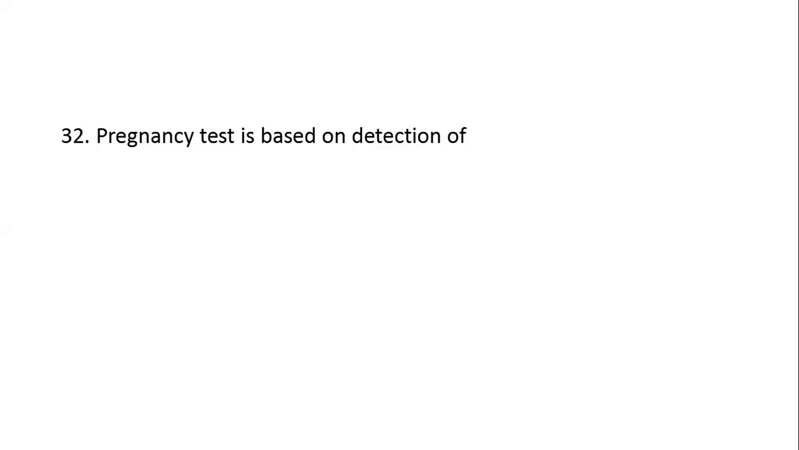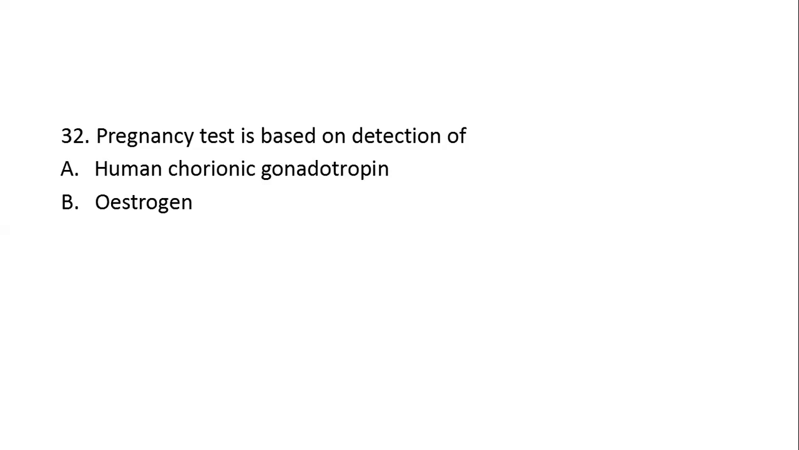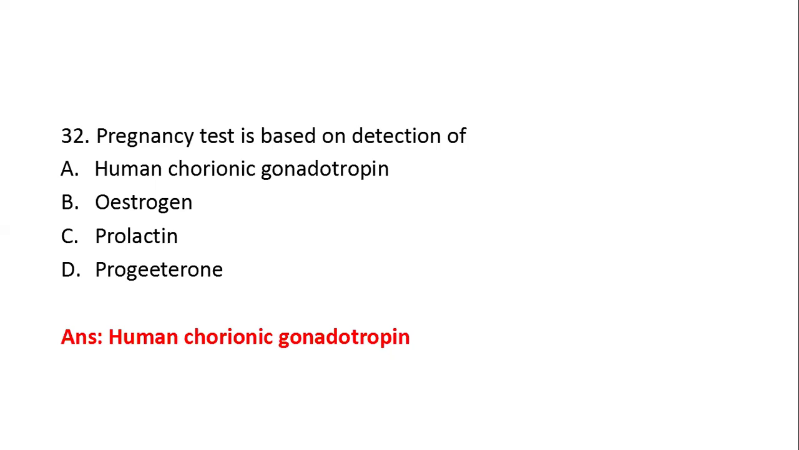Next question. Pregnancy test is based on detection of option A, human chorionic gonadotropin hormone. Option B, estrogen. Option C, prolactin. Option D, progesterone. Here the right answer is option A, human chorionic gonadotropin.